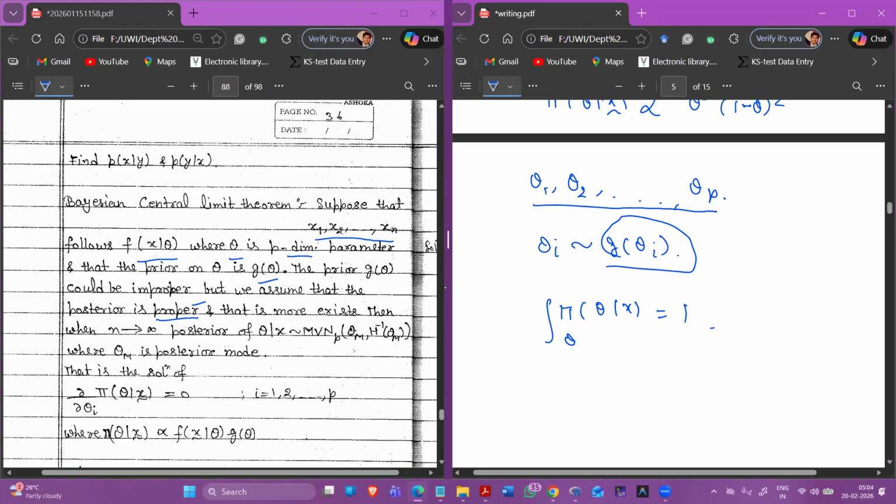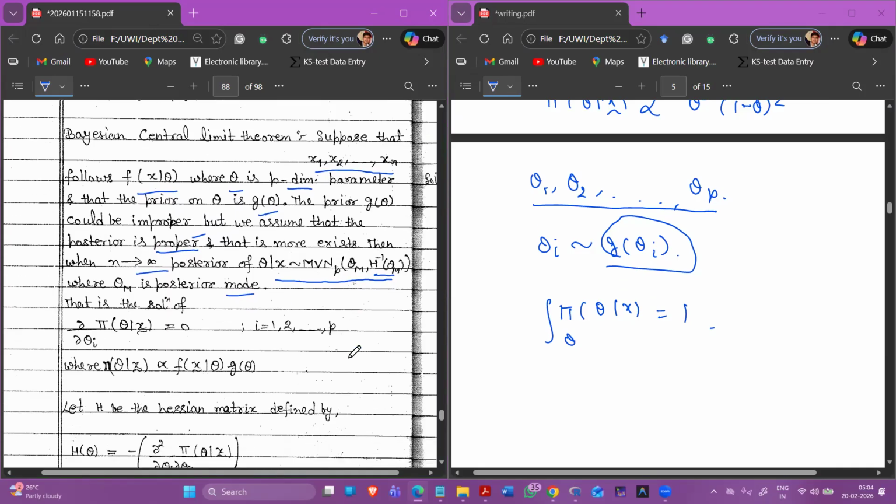Then as n tends to infinity, the posterior of theta given x will follow a multivariate normal distribution with mean theta m and covariance the inverse Hessian matrix H inverse at theta m, where theta m is the posterior mode. Okay, basically that is what it says.